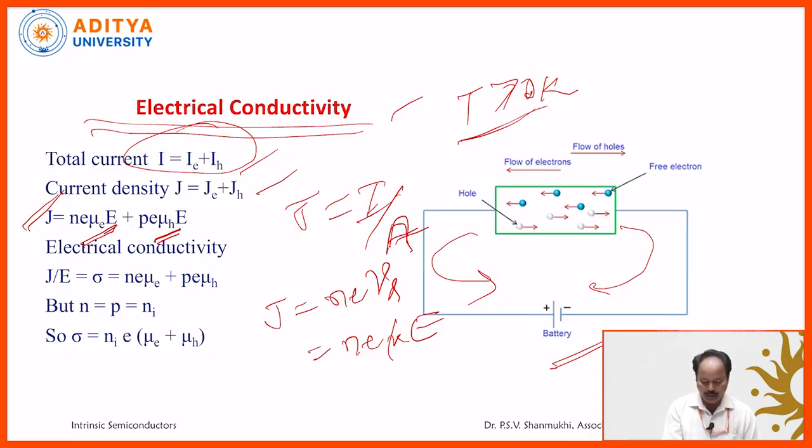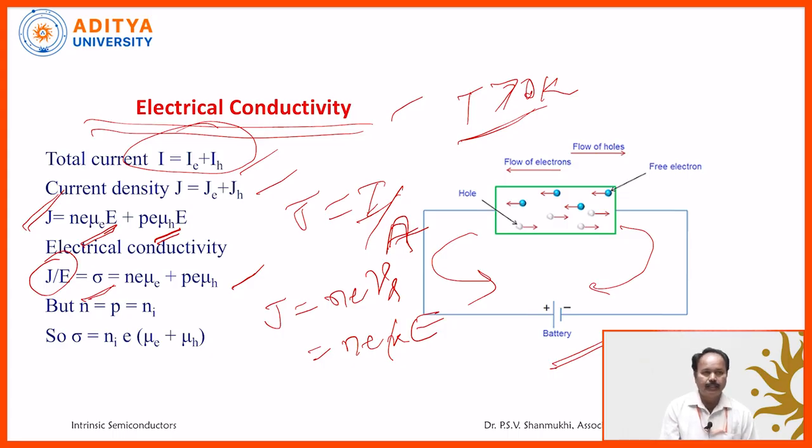I want to write J by E, the electrical current density divided by electric field vector E. This is denoted by sigma, that is called electrical conductivity. Therefore, what we get here? N e mu E plus P e mu H. This is the expression for the electrical conductivity in case of an intrinsic semiconductor.